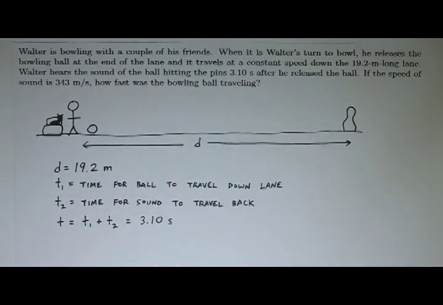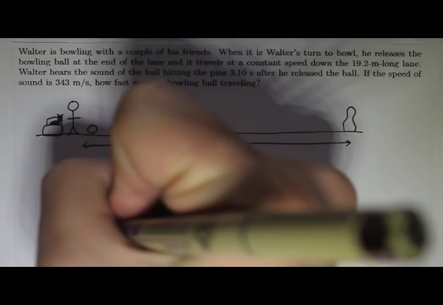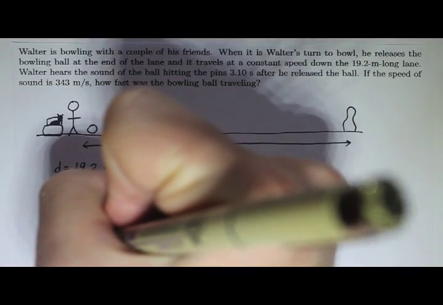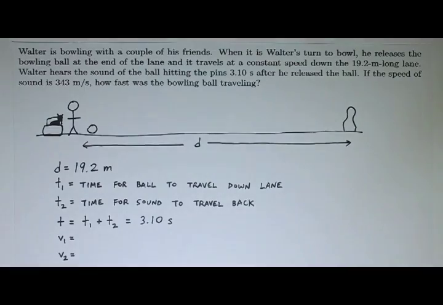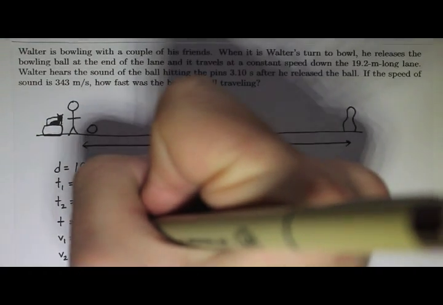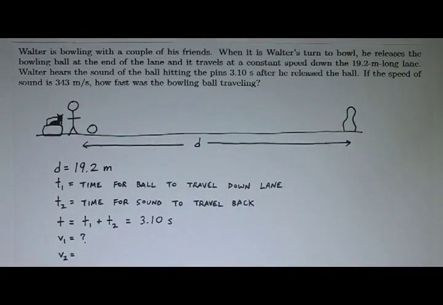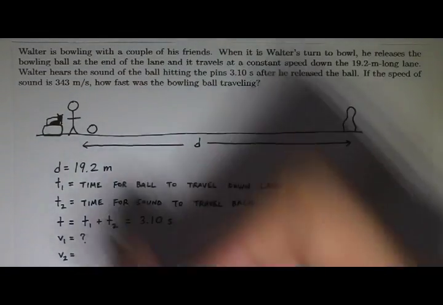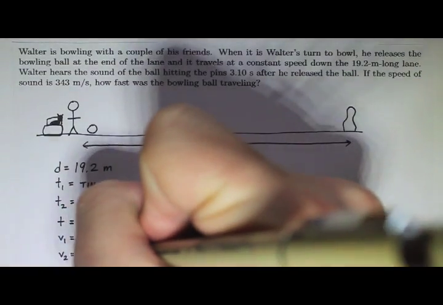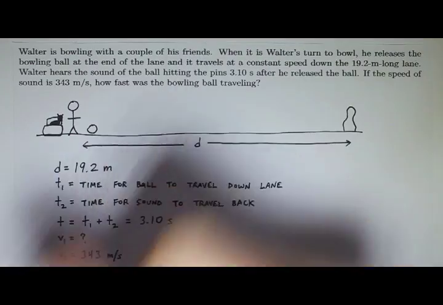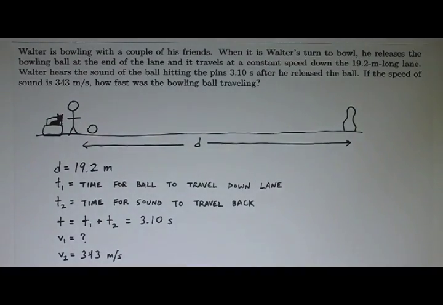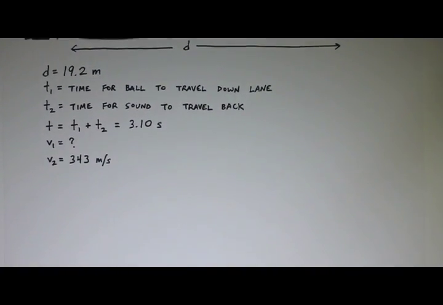Okay, and then we also know the speed of sound. So let's say that the speed that the ball travels at down the lane is V1, and then V2 is the speed for the sound to travel back. So V1 is what we're trying to find. We want to know how fast the bowling ball was traveling. And then V2, the sound speed, is 343 meters per second. Okay, so now I think we're ready to write down some equations.